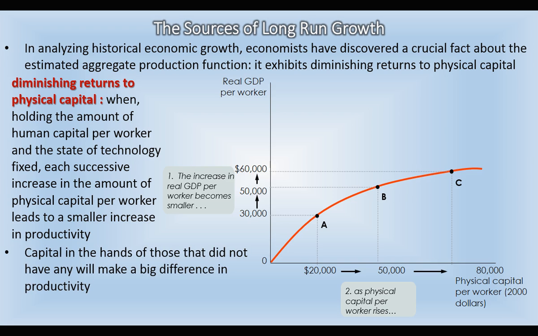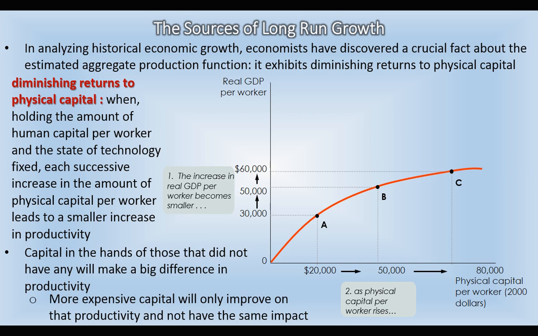So capital in the hands of those that did not have any will make a big difference in productivity. More expensive capital will only improve on that productivity and not have the same impact. So if workers are over here and they have all sorts of physical capital, almost 70,000, you give them a little bit more, it's not going to help them too much, right? So there are diminishing returns to physical capital. So again, this is the aggregate production function that we're seeing. It is a relationship between real GDP per worker, labor productivity, and the amount of physical capital per worker that exists in the technology. It's a positive relationship, but it has diminishing returns embodied in it.